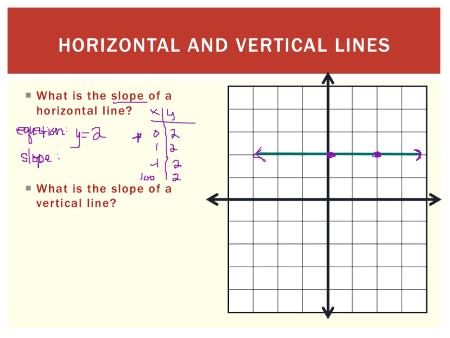Good, we have a rise of 0. And what is my run between these 2 points? 2. So my slope here is 0. 0 divided by 2 is 0.